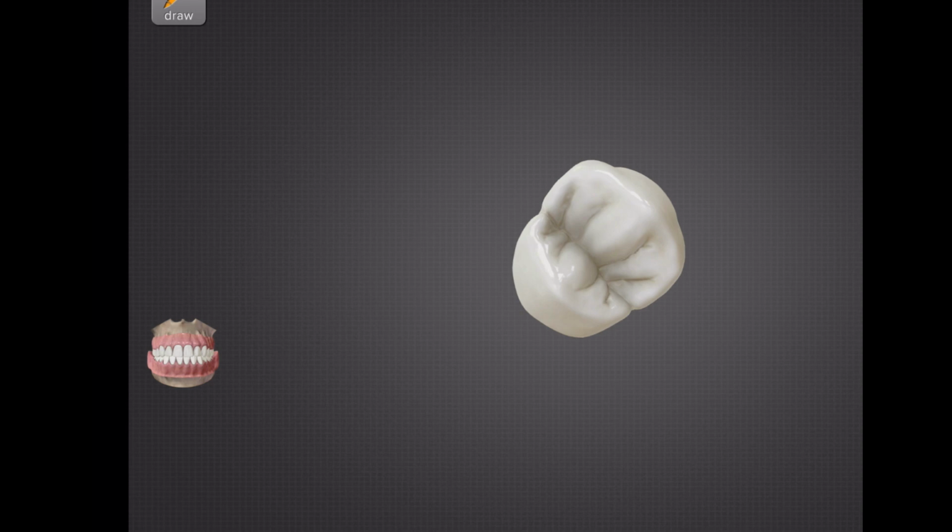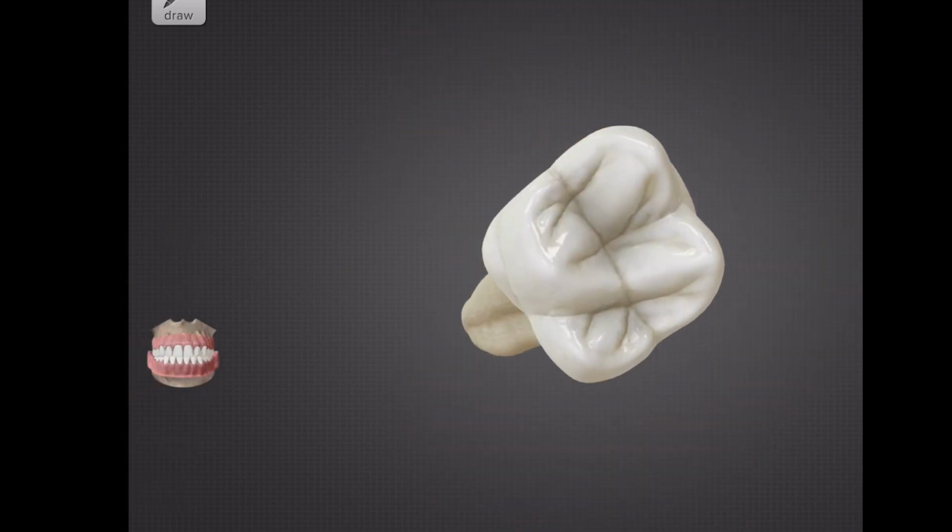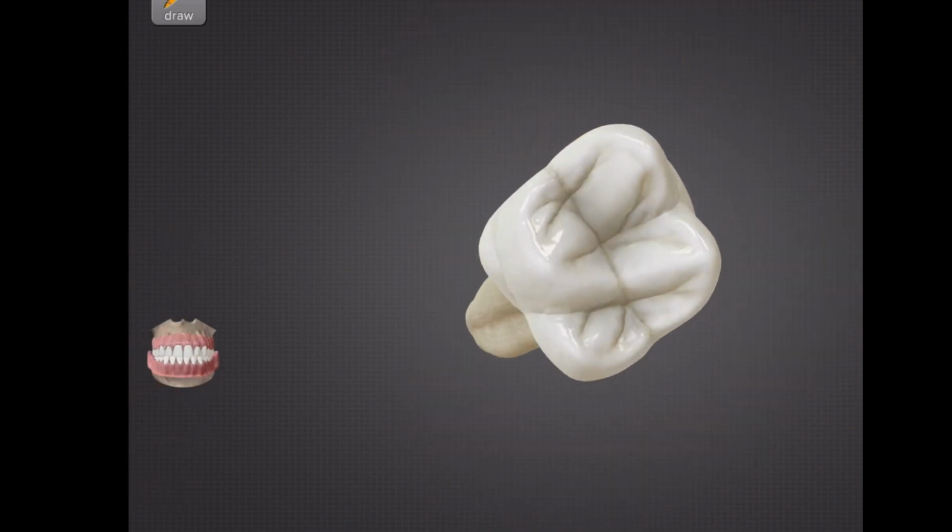So usually here are your cusps. For your molars also you have your cusps. These are your cusps.